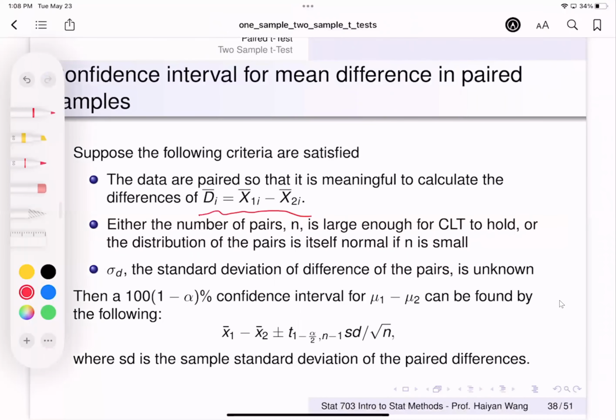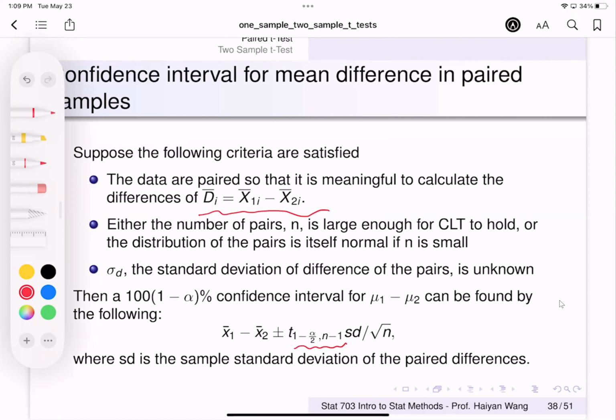So this paired difference is the point estimate of the mean difference, and from there we use plus or minus a certain number of standard errors to give us the confidence interval. And what do we use for this number of standard errors? This comes from the t-distribution with n minus 1 degrees of freedom. This part is exactly the same as in the one-sample confidence interval case.